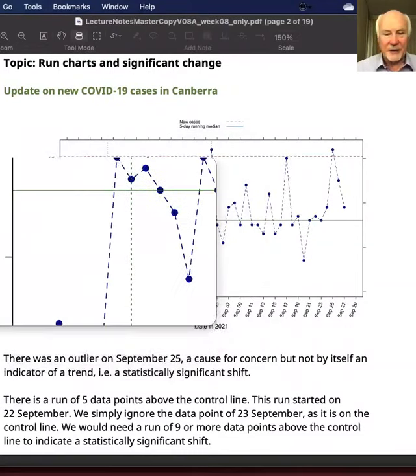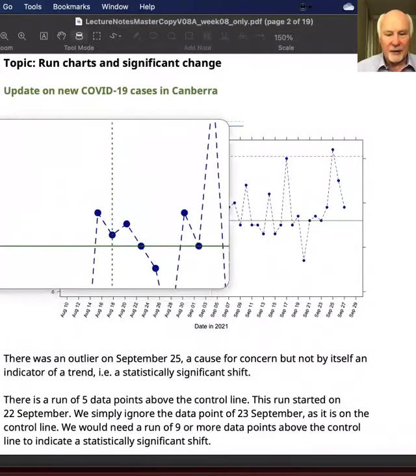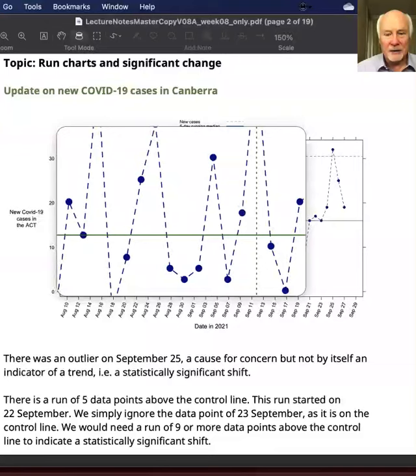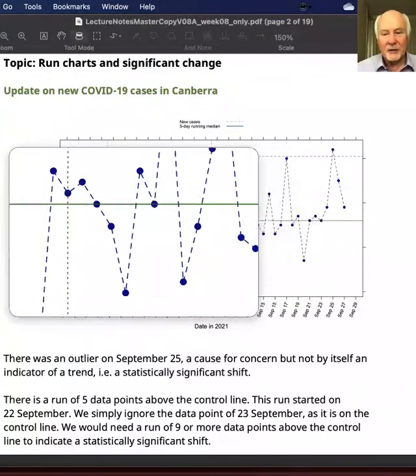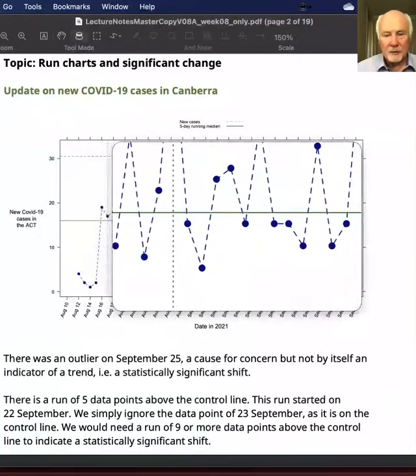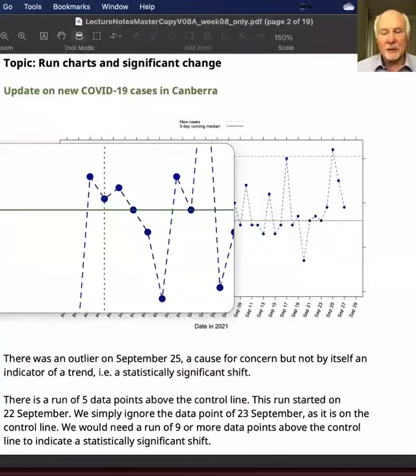So we have the start of the current outbreak here. It goes up, and then we start at this point here where the vertical dotted line is where we start the baseline data. So I looked at all that baseline data between the two green lines, calculated the median of that data, drew the horizontal green control line, we call it, across there. So that's our baseline. That's what we're looking at to determine whether there's a shift.